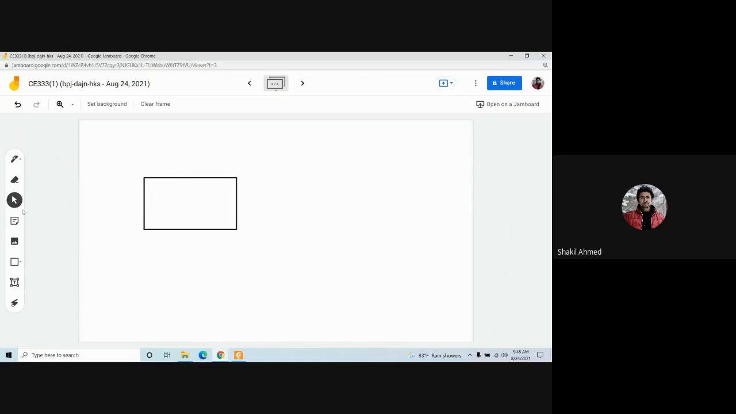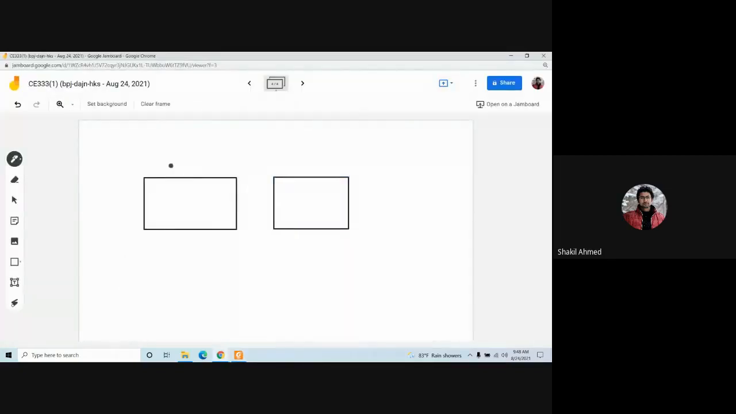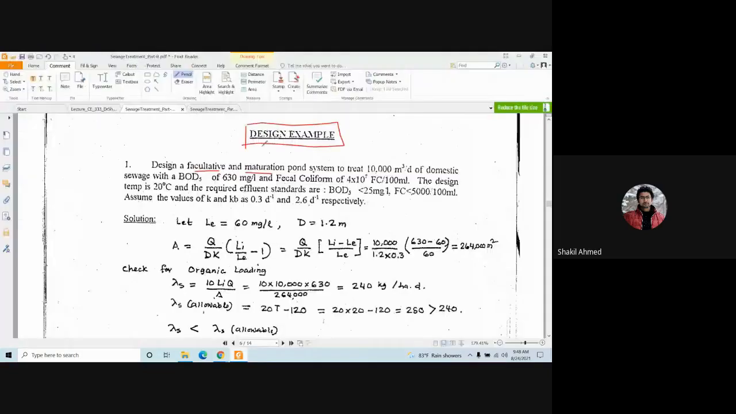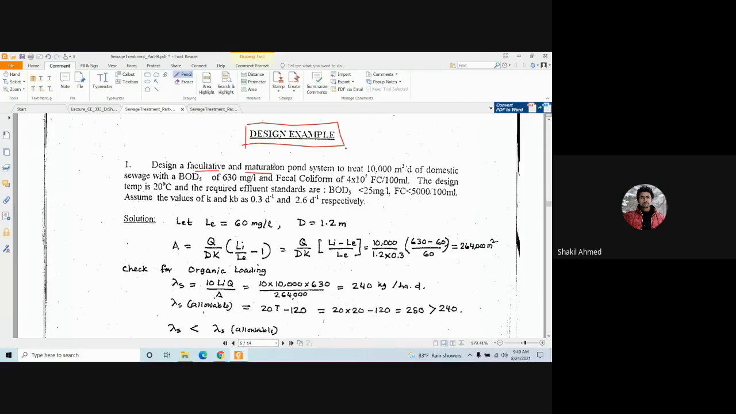Facultative pond, I don't know how many we will need. I'm just writing randomly here. We may need more, we don't know. Let's see, design a facultative and maturation. So let's say this is facultative, this is maturation. Treat 10,000 meter cube per day of domestic sewage. That means Q. Whatever Q is coming, that is given.